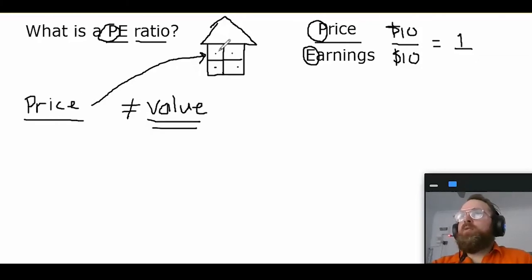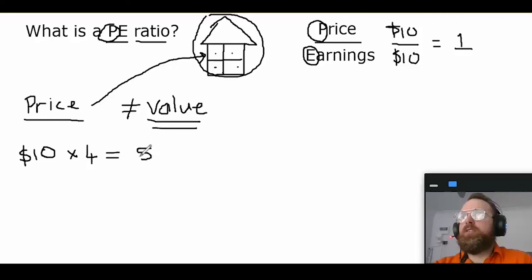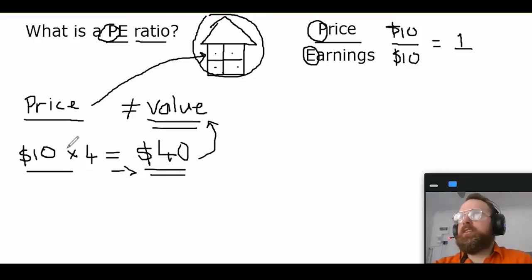So if that one share has a price of, say, $10, that's what the market is willing to pay for that share at this point in time. So you have a price of $10, and if you times that by 4, that gives us the market capitalization of the entire business of $40. Again, that is not the company's value. That's just what the market is willing to pay for that company.